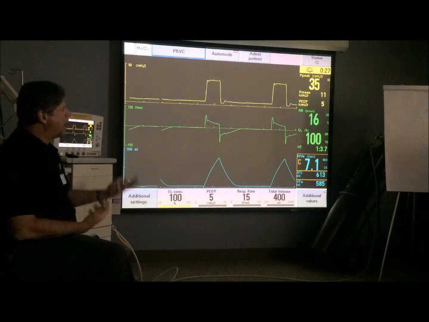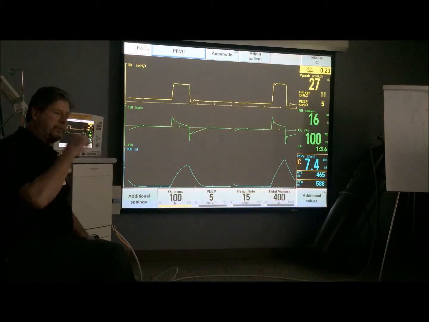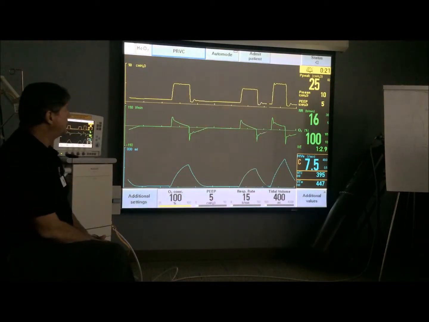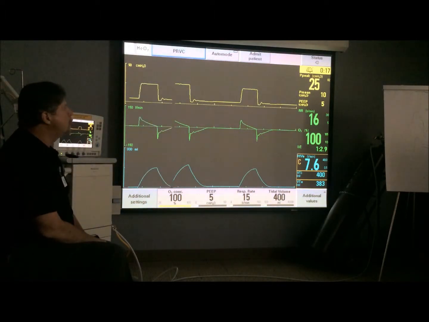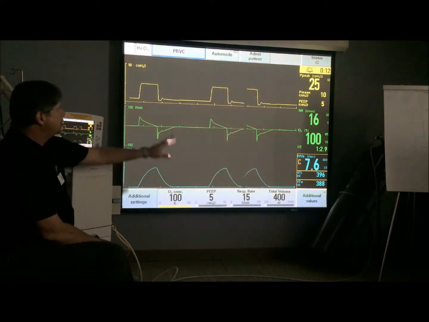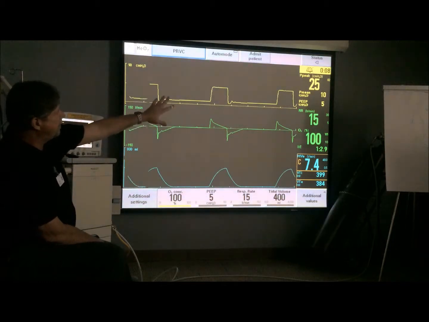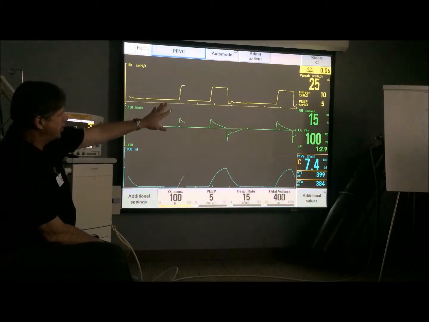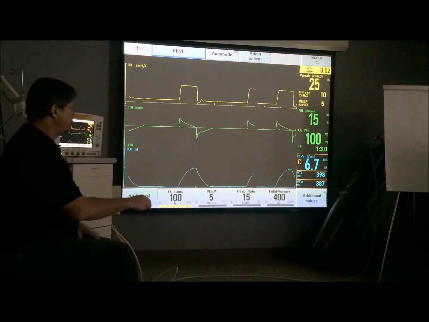What happens now in terms of this pressure limit and all of that? A lot of people say, well, you just set your upper pressure limit, which is true, but there's a little nuance about setting that upper pressure limit when you're in PRVC. So right now we found that it takes approximately 35 or 25 centimeters of water pressure total to deliver the 400 cc tidal breath that we've got targeted here.